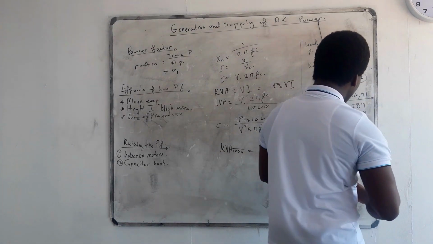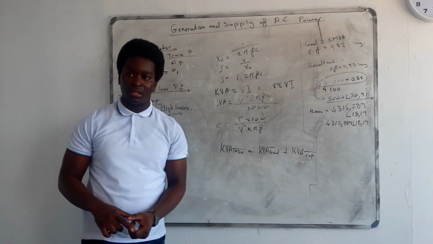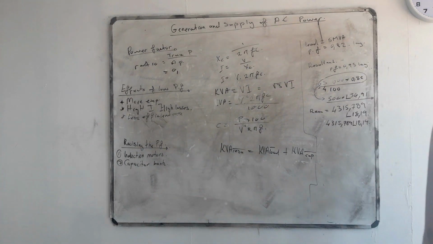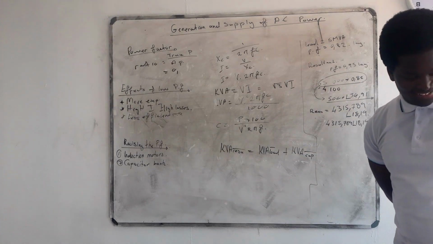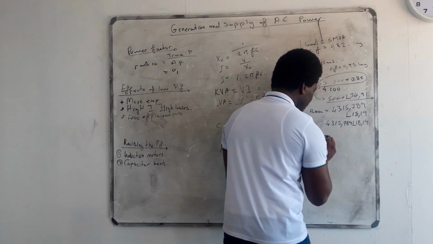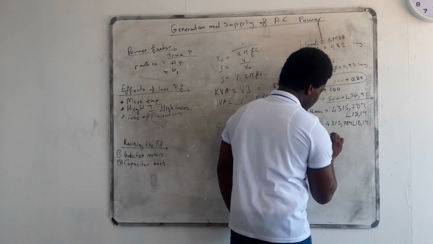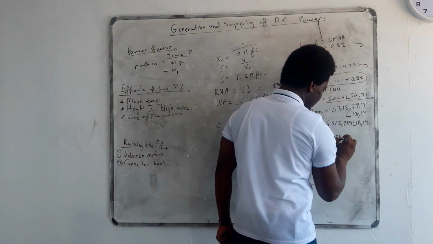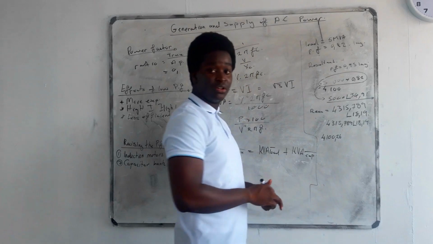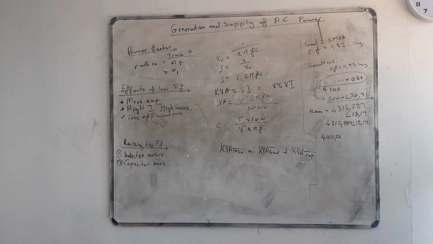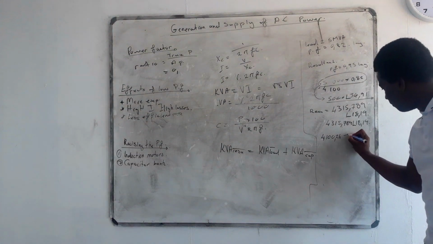So let's restart again. Can you say 5,000 cos 34.91? You got 4,100.26. Perfect. And now this is lagging, so because it's lagging, it's not going to be plus, it's going to be minus. Are we together? So it will be minus j.